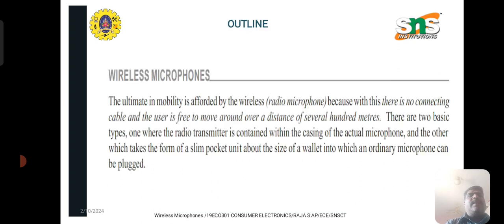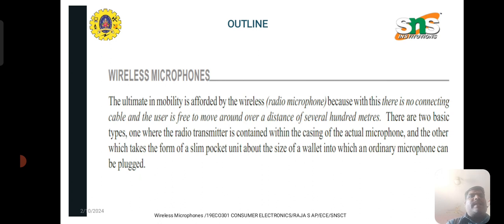The ultimate in mobility is afforded by the wireless microphone because there are no connecting cables and the user is free to move around over a distance of several hundred meters. So by using this wireless microphone without any wired communication, we can move freely around the auditorium within a range of several hundred meters.